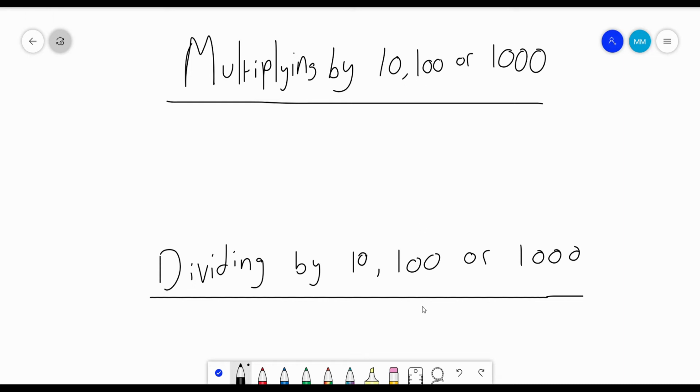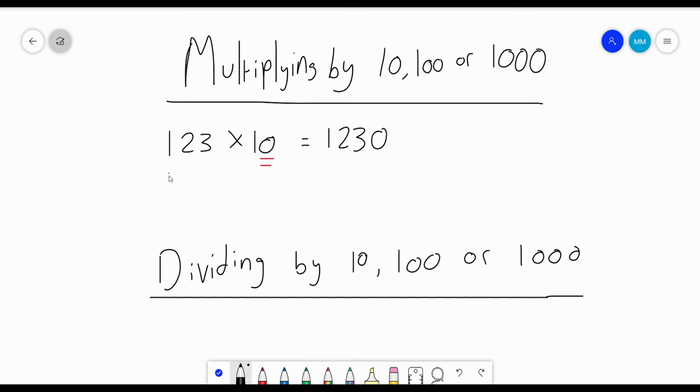We've got multiplying and dividing by 10, 100 or 1,000. Let's have the following number. Let's have 123 times 10 equals. All you need to do, you look at the 10. How many zeros are there in 10? Answer 1. At this point, you just write 1, 2, 3 and you bung a 0 at the end.